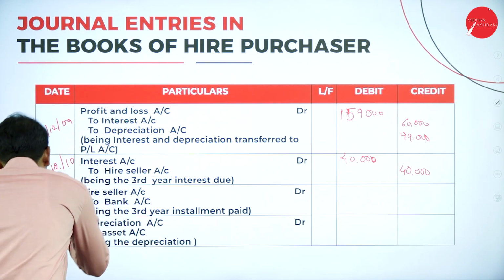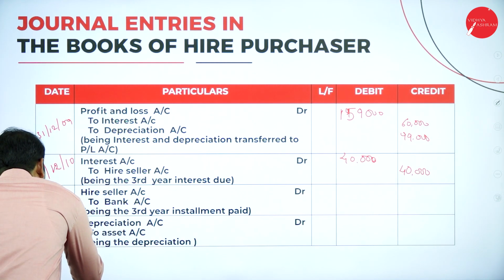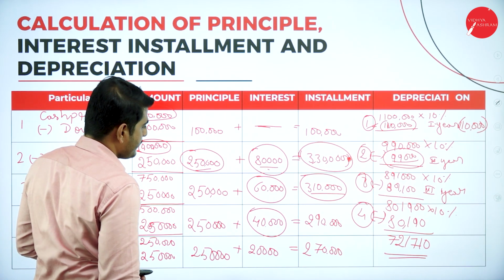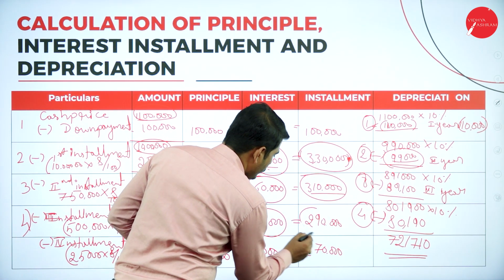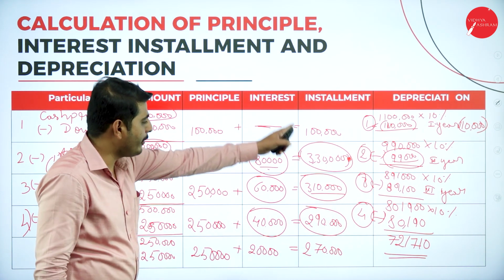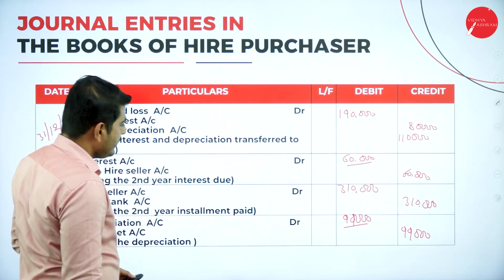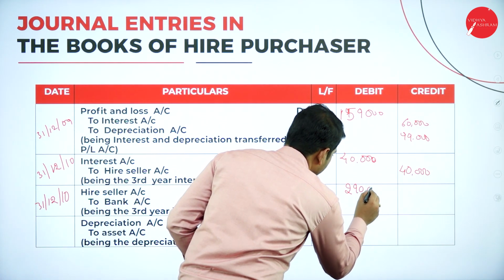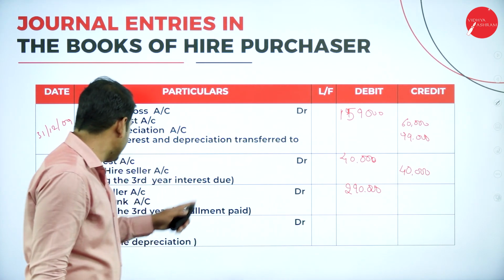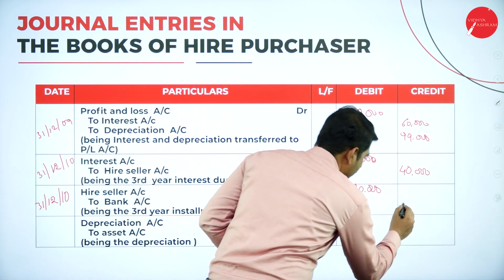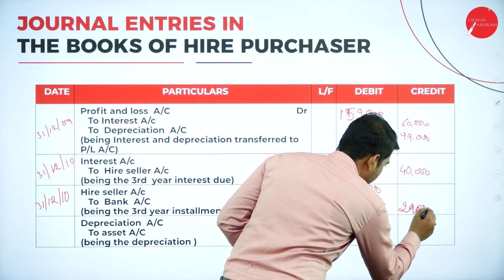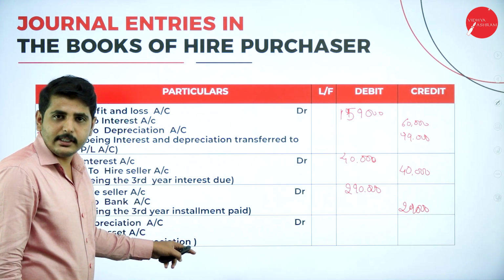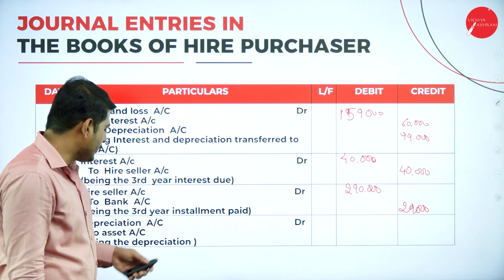On what date do we write it? Same, 31st December 2010. Hire Seller account. How much are we paying? Let's see. We are paying the installment of 2,90,000 rupees, to Bank account 2,90,000.